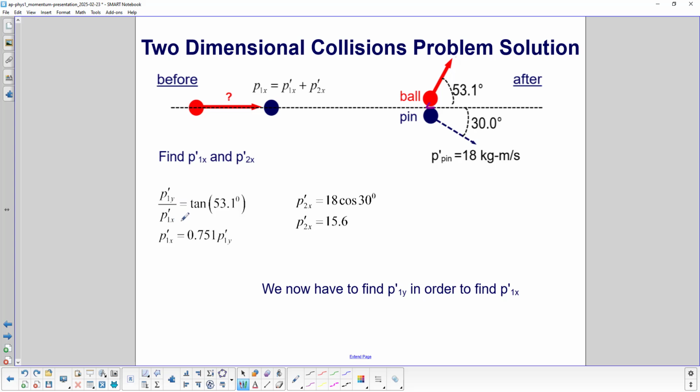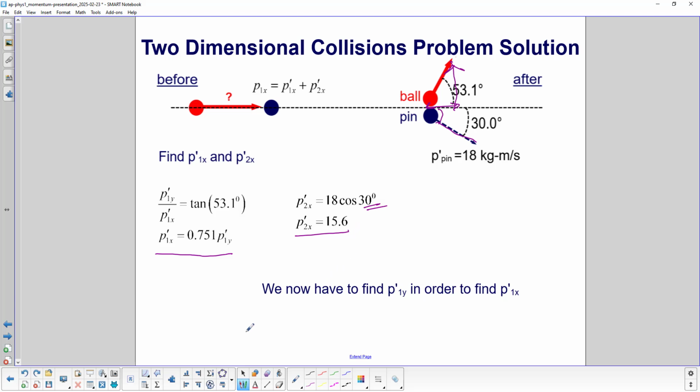p'1y over p'1x is the tangent of 53.1 degrees. Right, so what do we have? That's the ball. That vector is p'1y, and this vector is p'1x. So we get p'1x is equal to 0.751 p'1y. For p'2x, we have this angle here which is 30 degrees. The hypotenuse here is 18, so 18 cosine 30 equals p'2x, or 15.6.